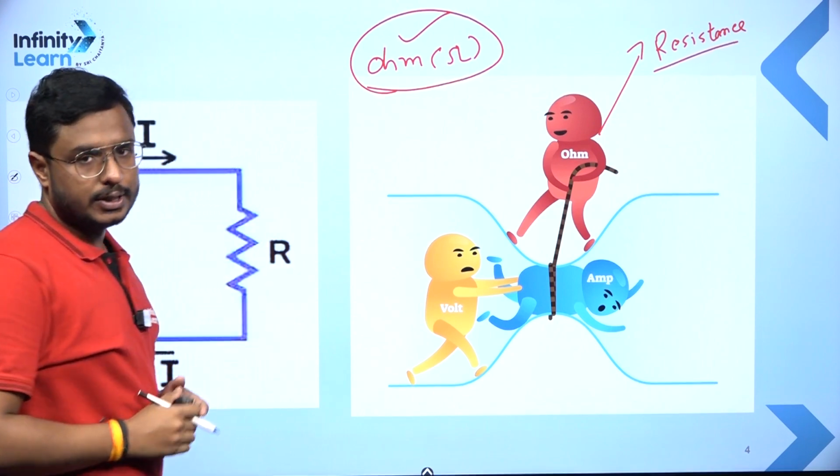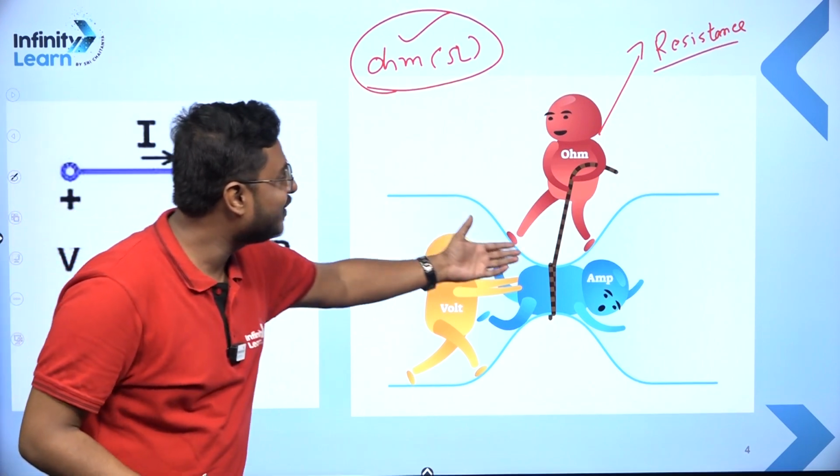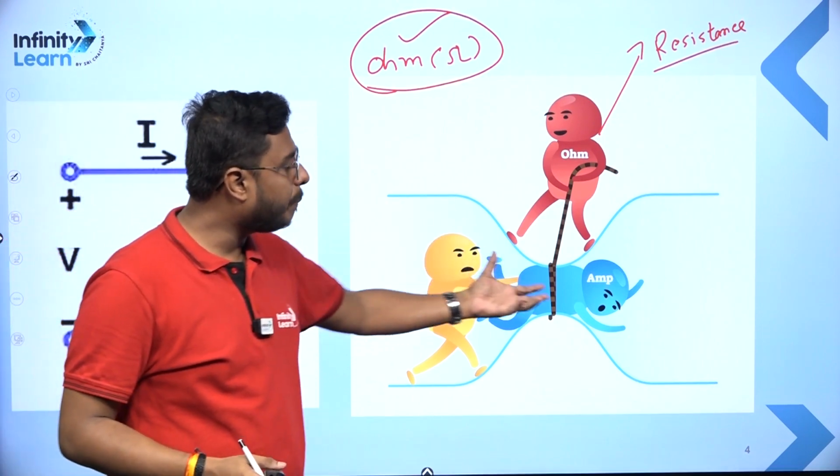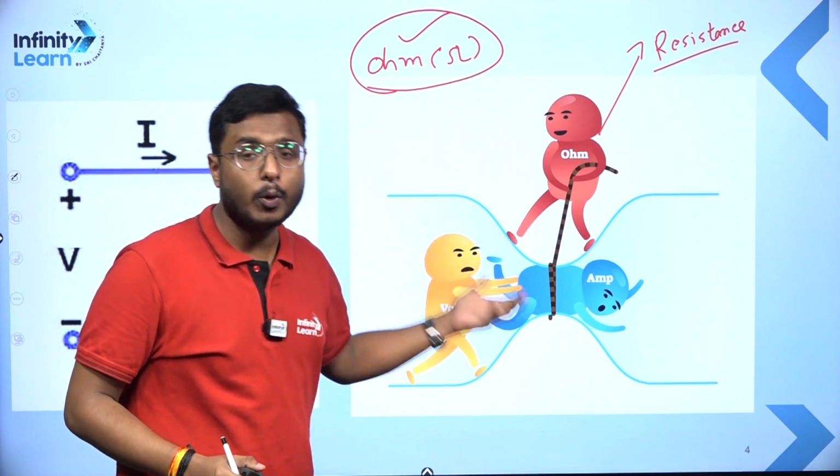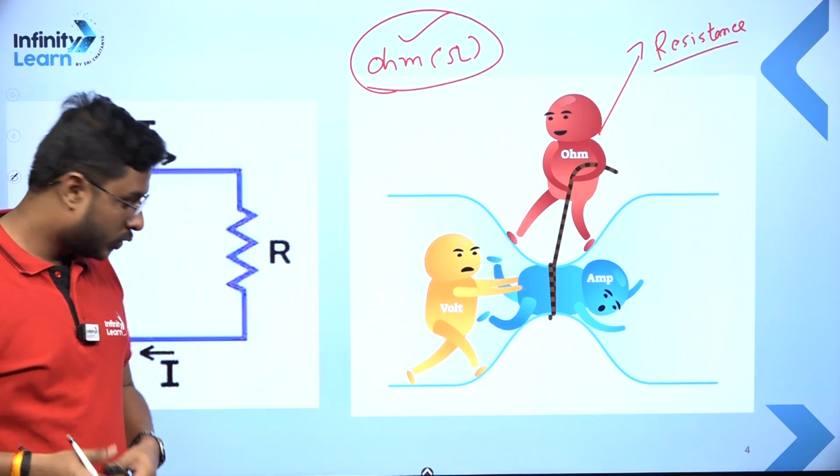What is the work of resistance? The work of resistance, as you can see here, is stopping the flow of current. It is opposing the movement of electrons.